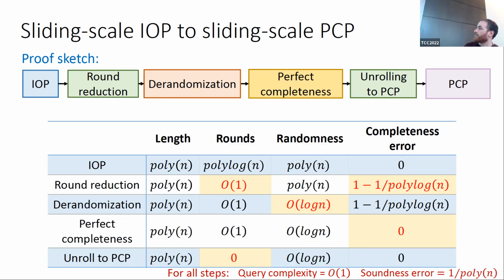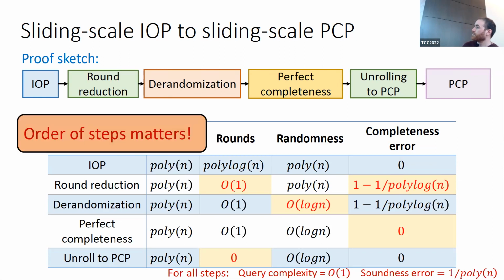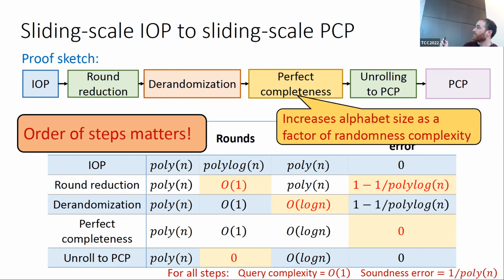And now we really are done. So we take the IOP, we reduce the number of rounds, we reduce the randomness complexity, we get back perfect completeness, and finally we unroll it into a PCP. And I will just mention that the order of the steps here does really matter. For example, this perfect completeness step increases the alphabet size by a factor of the randomness complexity. And so we have to put this after de-randomization. We can't just put it right after round reduction. So some thought has to be put into the order of these things.